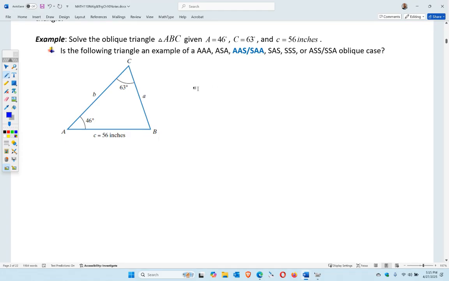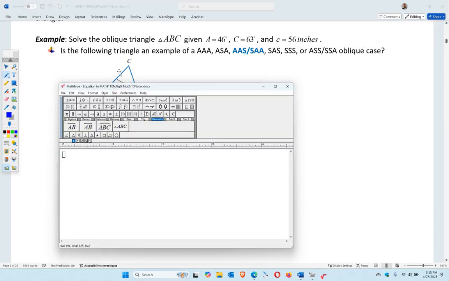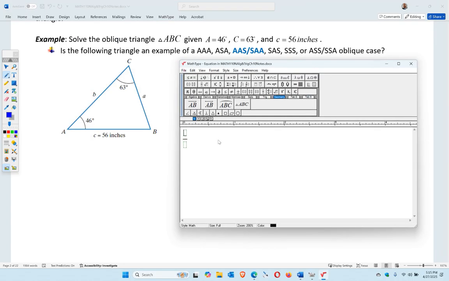Okay, so we'll make a ratio now, equals a ratio. The only ratio I know is angle C to side c. So the sine of 63 degrees to 56 inches is the only known ratio. We'll compare that to what we have. We have 46 degrees for A, so you have the sine of 46 degrees to side a. So a is the missing piece.